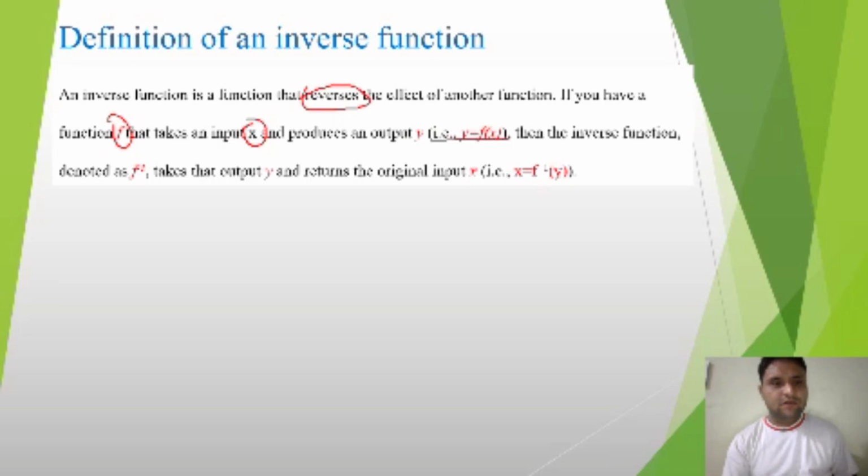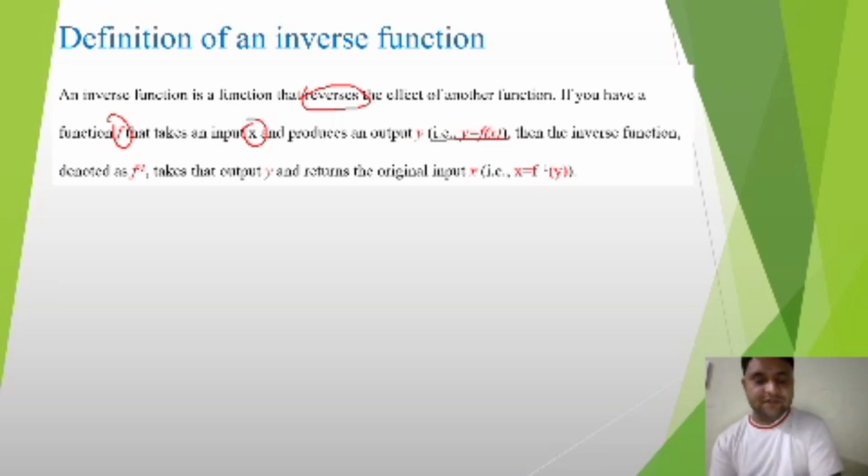Then the inverse of the function is denoted as f inverse x. In this inverse function, if we put the value of y, that will give us the original input x. So x equals f inverse y. That was the definition of the inverse function.